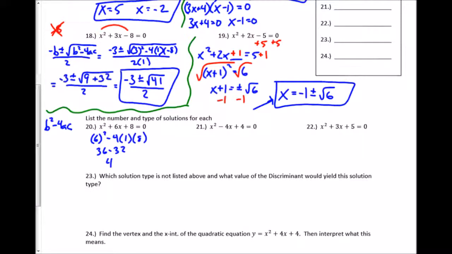When I get a positive number that's a perfect square, like a 4, it means that I'm going to have two rational solutions. For the next one, I do the same thing. I do the b squared minus 4ac. So I end up with 16 minus 16, which is 0. When my discriminant is 0, it's telling me that I'm going to get one rational solution.